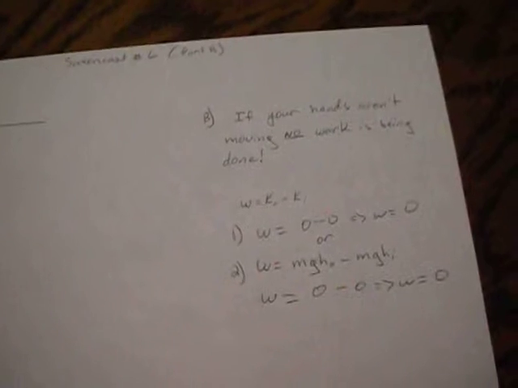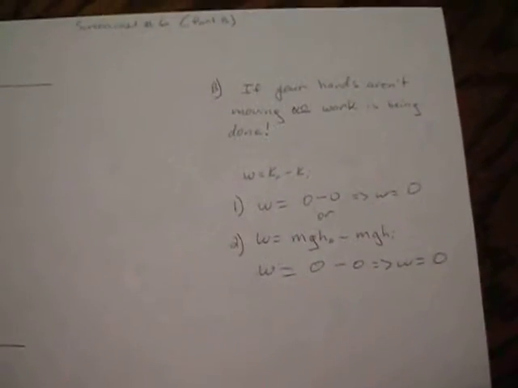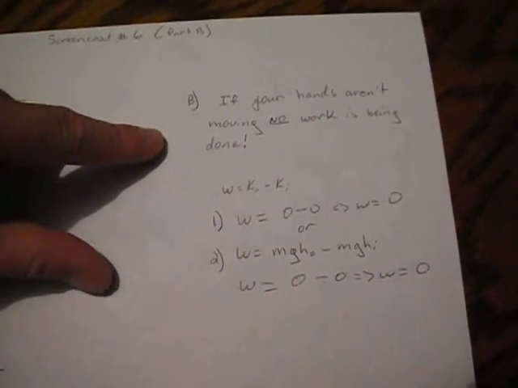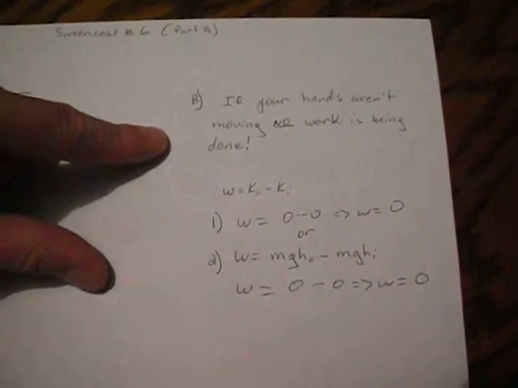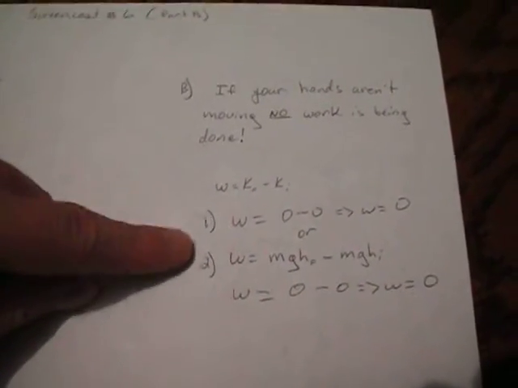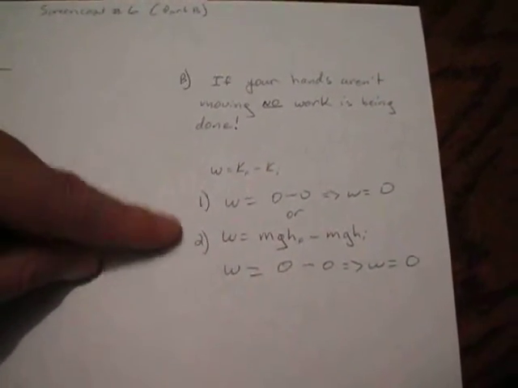Part B asks how much work is being done on you by the rope itself, and it gave a little hint. So basically from the hint I got, if your hands aren't moving, no work is being done. So I broke this up into two different equations to describe that.